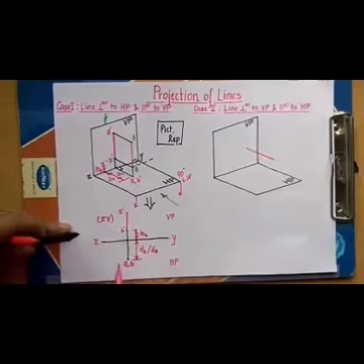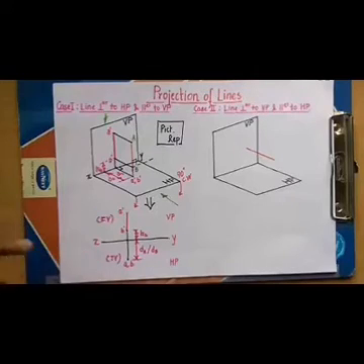And finally this is what you call the front view, and this point over here represents the top view of case number 1, where the line is perpendicular to HP and parallel to VP.